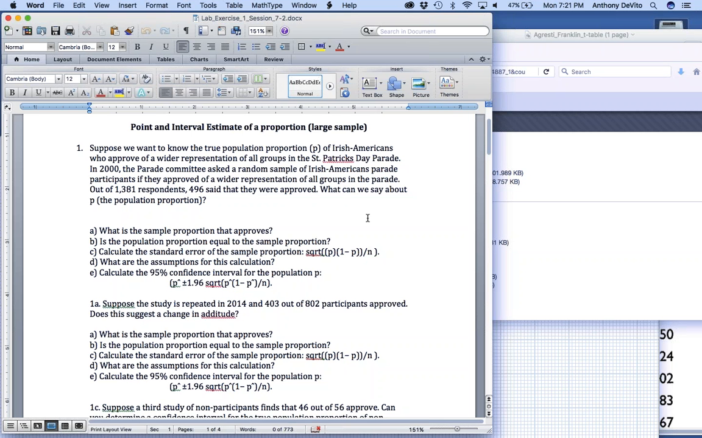Okay, suppose we want to know the true proportion of Irish Americans who approve of a wider representation of all groups in the St. Patrick's Day Parade. In 2000, the parade committee asked a random sample of Irish American parade participants if they approved of wider representation. Out of 1,381 respondents, 496 said that they approved.